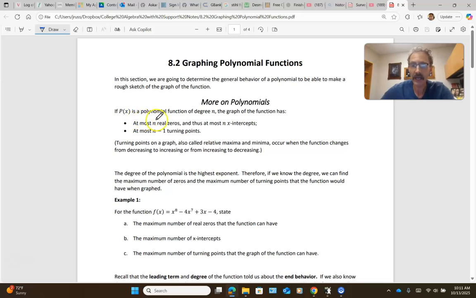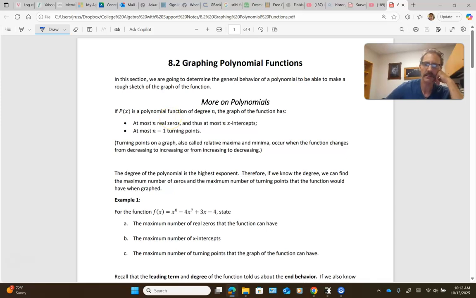It will have at most n real zeros, okay? And consequently, it'll have at most n x-intercepts, because remember, the zeros are related to the x-intercepts, right? The zero is the value of x, and then the x-intercept is the actual point on the x-axis with that value of x, where the function either touches or crosses. Remember that, depending on the multiplicity of the zero.